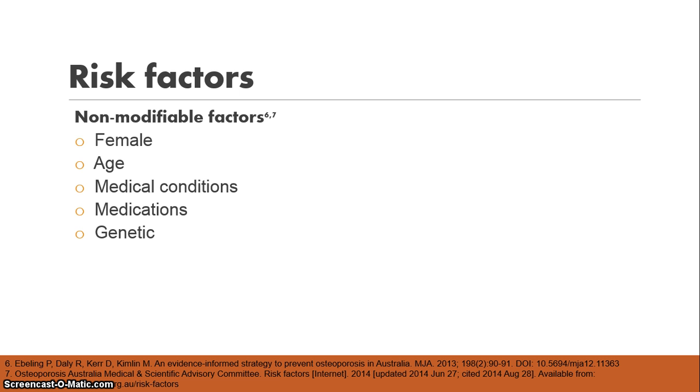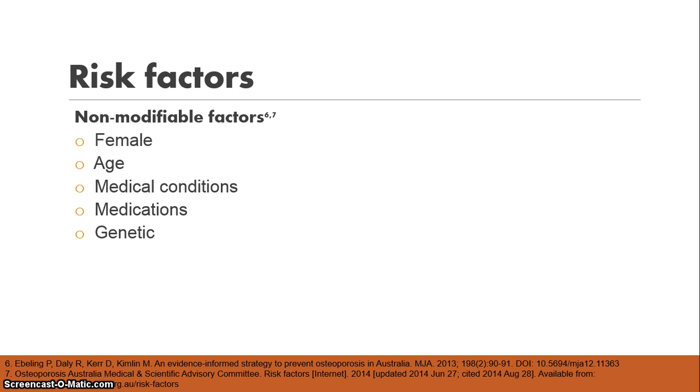And some medical conditions have a probability to put you at a greater risk of developing osteoporosis as well, such as rheumatoid arthritis, chronic liver disease, and chronic kidney disease, as well as some medication that you take, such as corticosteroid. It also can increase your potential to gain osteoporosis. And the last factor is your genetics.